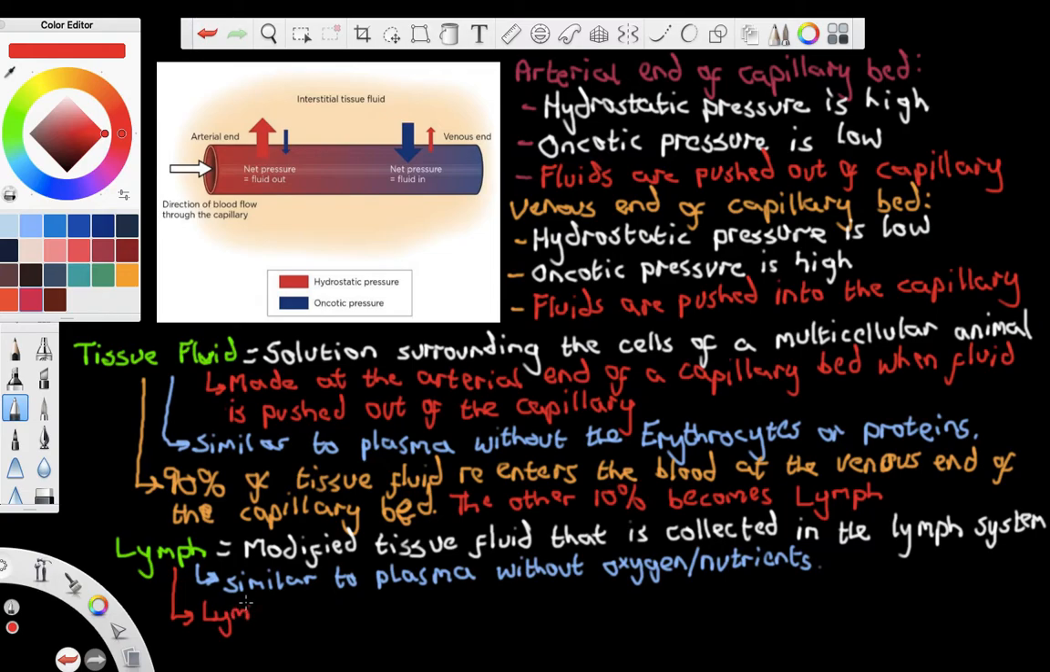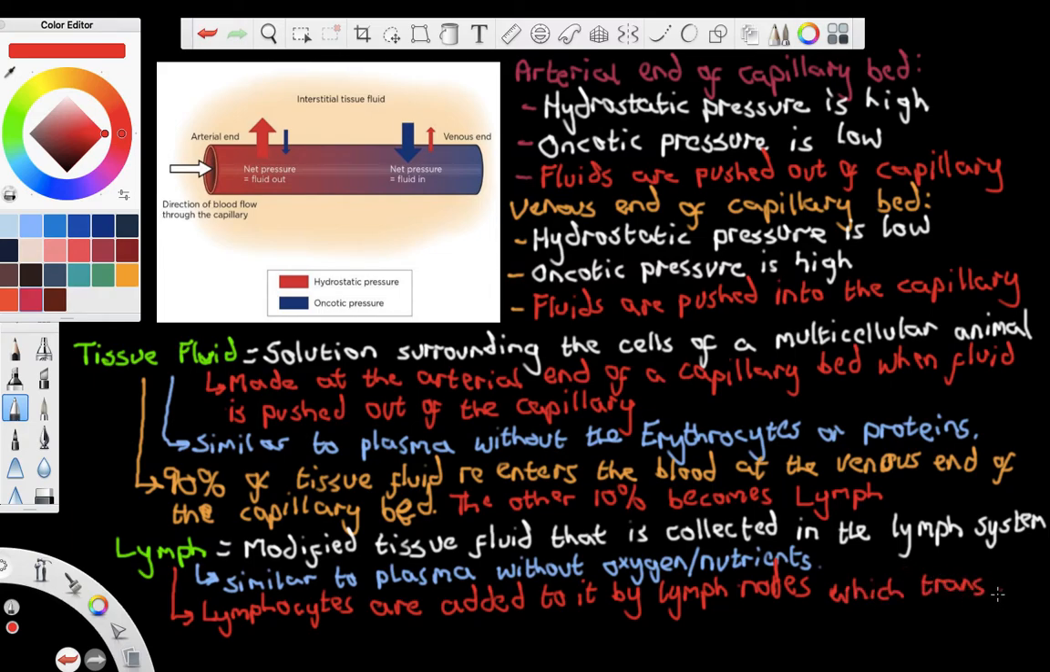So lymphocytes are added to it by lymph nodes, which transport the lymph via lymph vessels back into the blood.